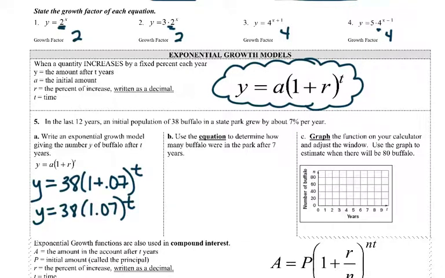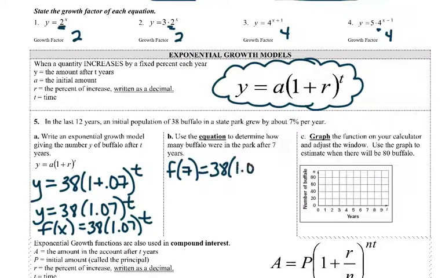Then they want us to evaluate that after 7 years. So really this is a function. I could even write it in function form. And it wants me to evaluate f of 7, or what happens after 7 years. So 38 times 1.07 to the 7th power. So I would just take my calculator and type in 38 times 1.07 to the 7th power. I'm going to have to round that to approximately 61 buffalo.